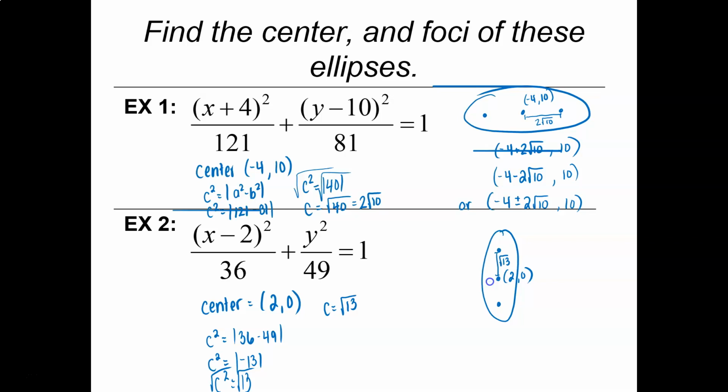So if I want to find that top point, what should I do? Add root 13 to the 0, the y coordinate this time, because we're going up and down. That's why I like to draw the picture when I'm doing it, so I can keep straight whether I'm adding to the x or the y. So this would be 0, square root of 13. What would the bottom point be? 0 and negative square root of 13.